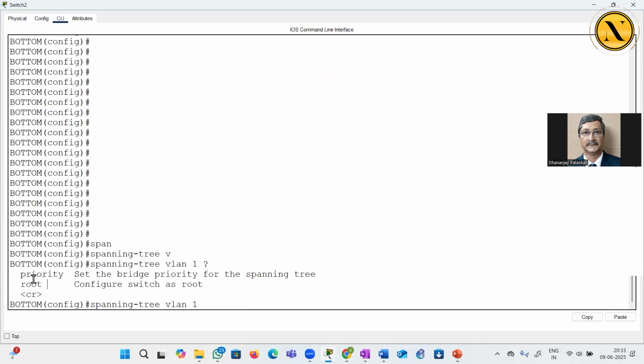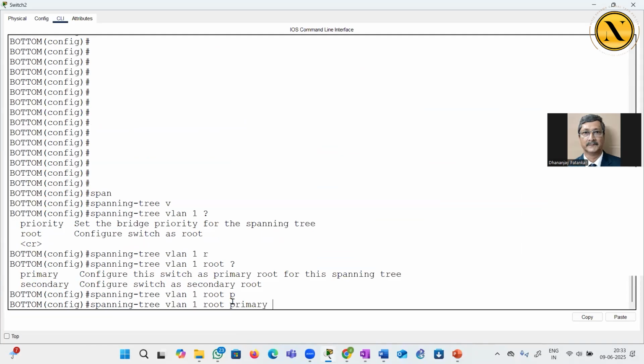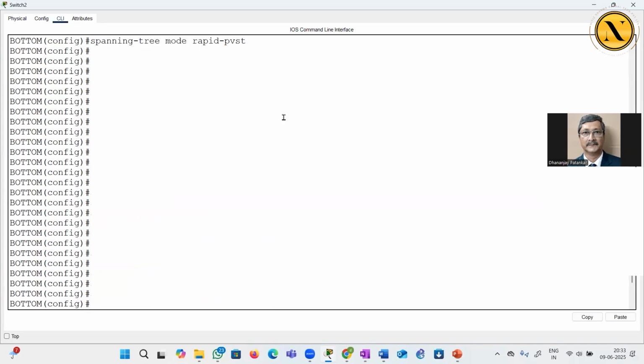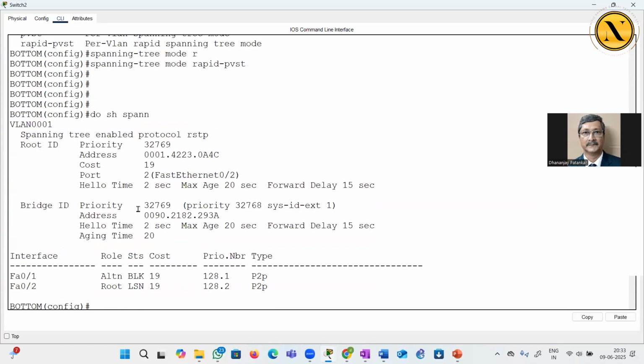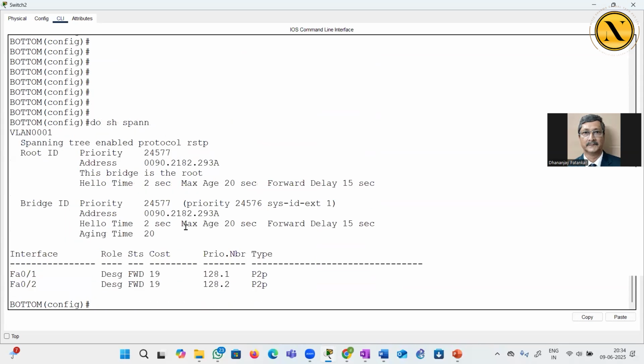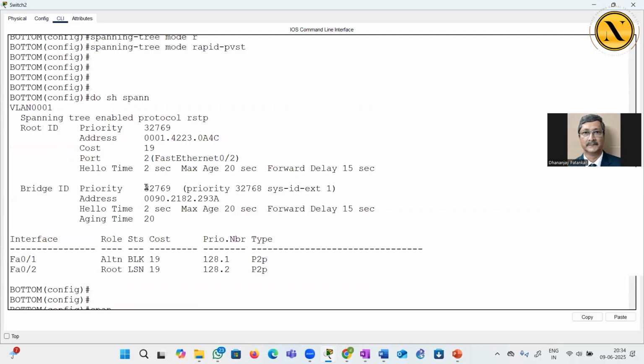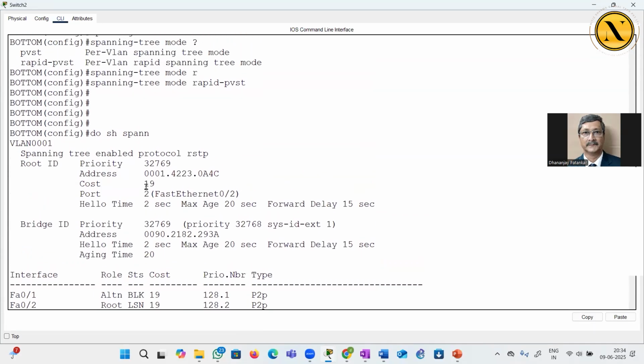We have only two choices, priority and root. So we'll first play with the root command. Now we have two choices, primary and secondary. Got it? So I'll make it primary. What is the priority? 32,768 plus for VLAN 1 is 32,769. Let me make it primary. Now check. Do show spanning tree. Now my priority has fallen down from 32,769 to, sorry, what is it?